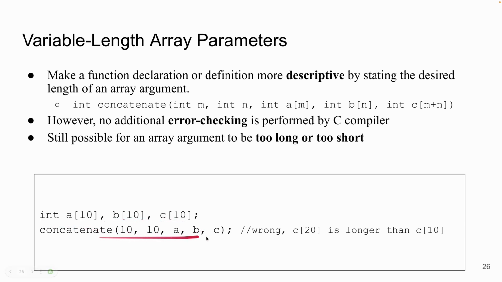So if you write down something like this, you can see that although we have a length of 10, right? Then if we call the function like this and use C to store the merged result of A and B, you can see that the original declaration of C only has a length of 10. So if we forgot to increase the length of C before we use it in the function code, you will still have an error in your function. So it is still important to make sure that the array argument you provided here has sufficient length for the function code.